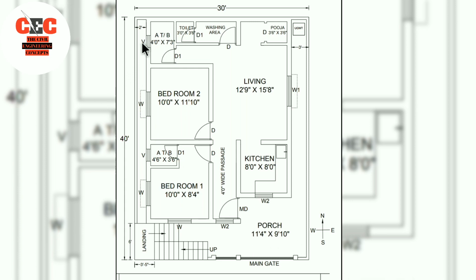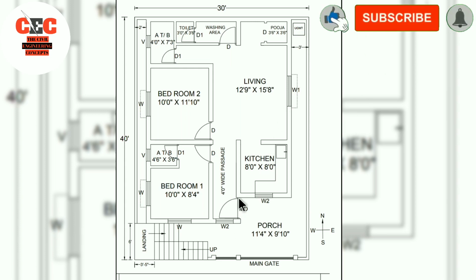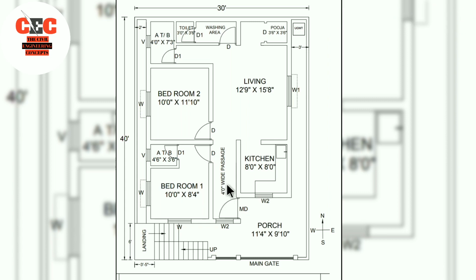And an offset of 2 feet is provided on the west side and 3 feet on the east side for ventilation purpose. And on the north side we haven't left any space. And in the northeast corner, an underground water tank is provided and the cover of the water tank is shown in the plan. Now coming to the main door, the main door is east facing, and as soon as you enter the main door, you will see a passage of 4 feet wide.